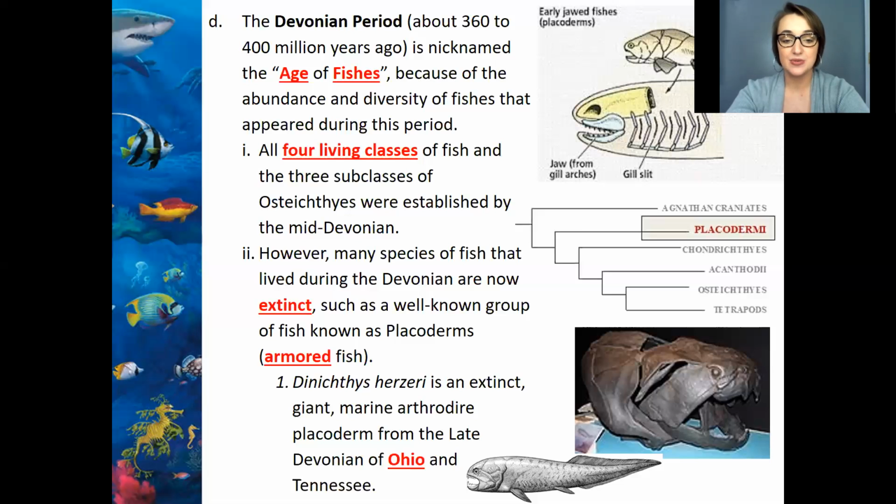Another example of this is the Haziri, which was both fresh and saltwater. It actually traveled up and down around Ohio to Tennessee, all the way up into freshwater spawn. So this again was another type of fish during that age of fishes, that Devonian period, that eventually did die off because evolution made it the weaker link.